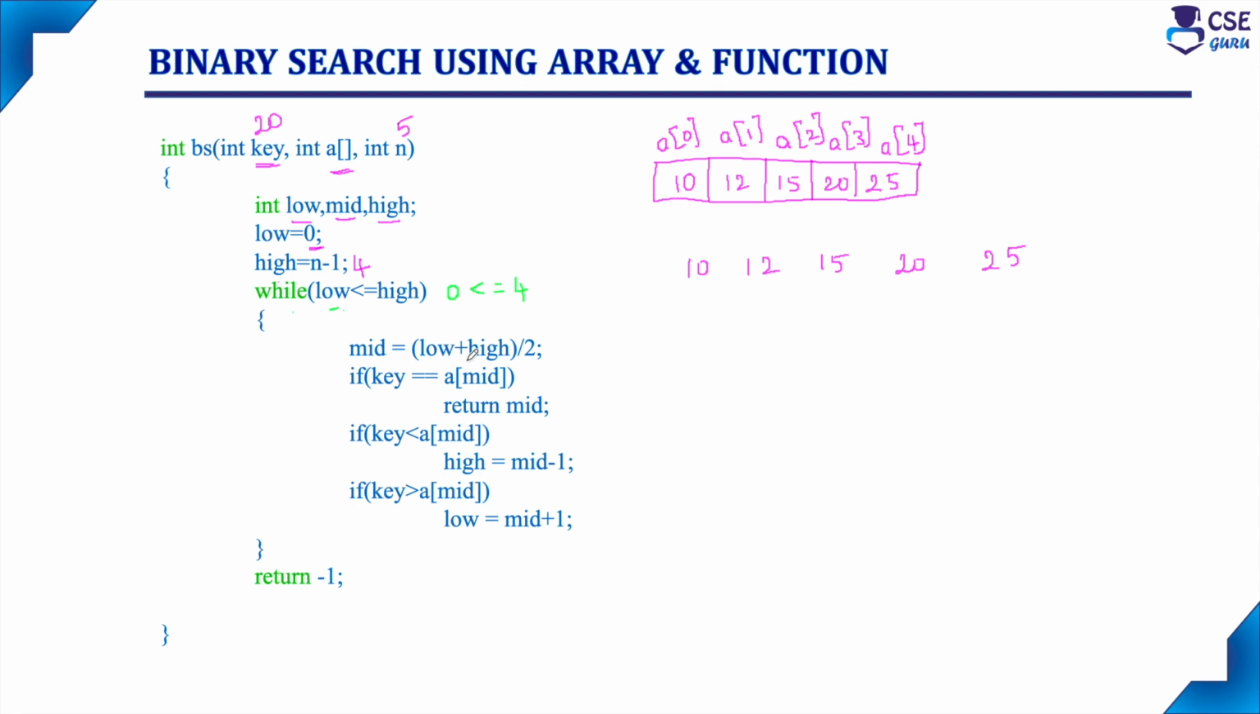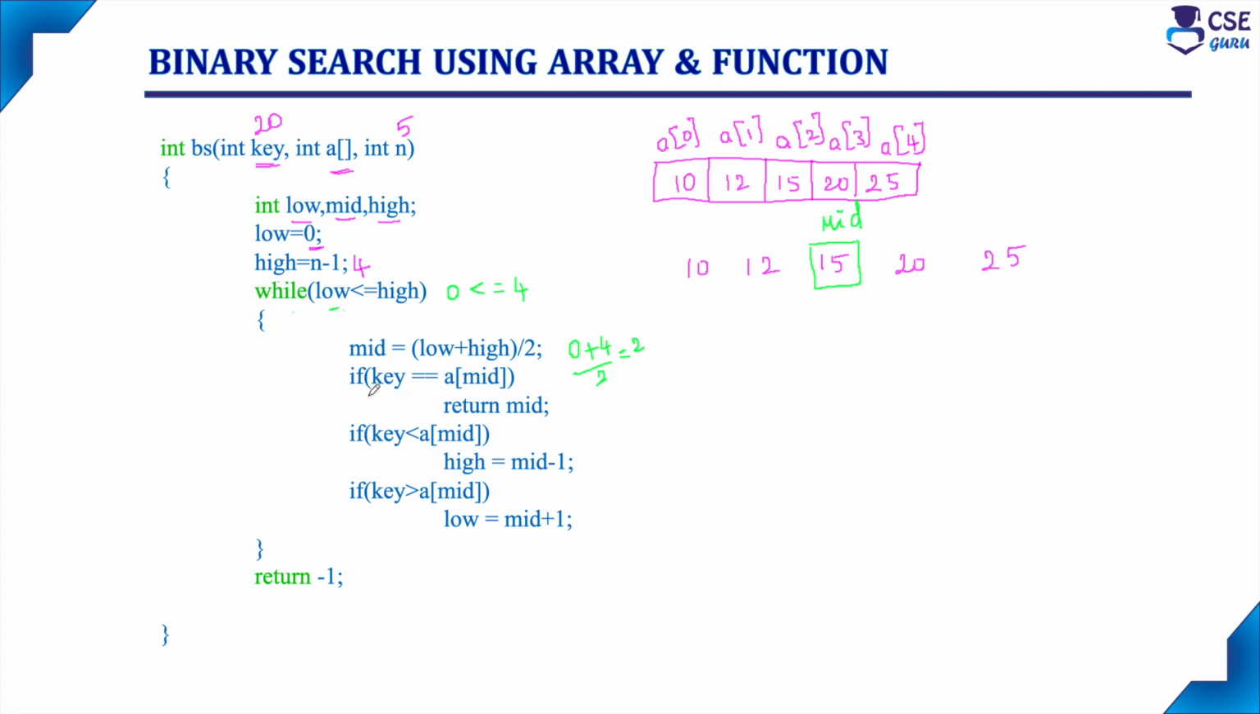Mid is equal to (low plus high) by 2. So low value is 0 plus 4 by 2. So we will get 2. So mid location is 2. A of 2 position is the mid location. Okay, so 0, 1, 2. A of 2 location is nothing but mid.